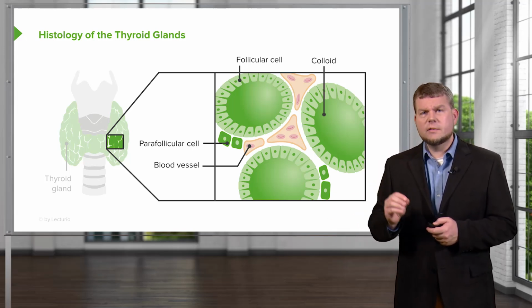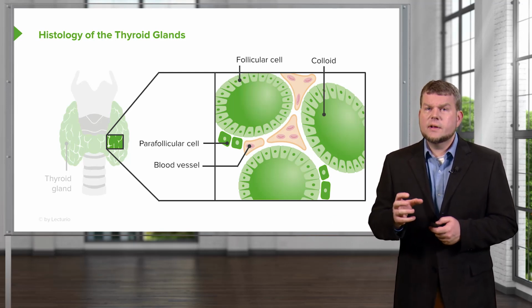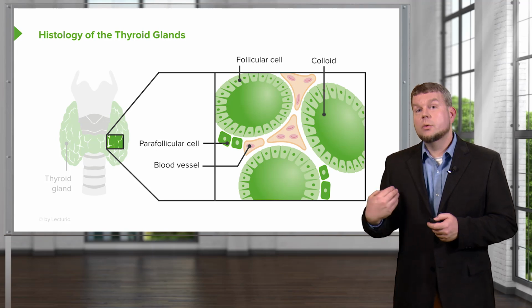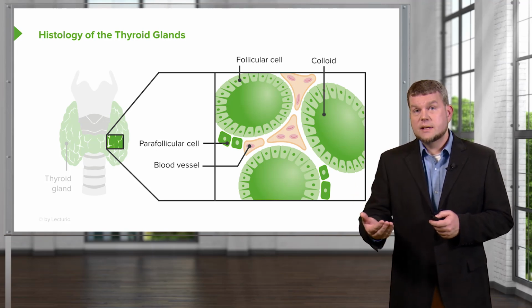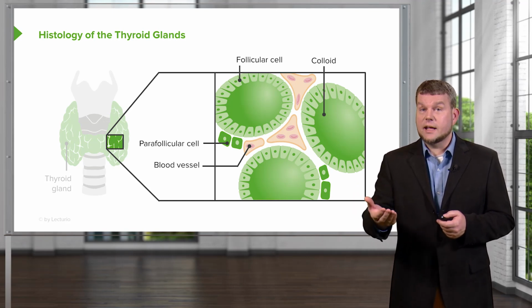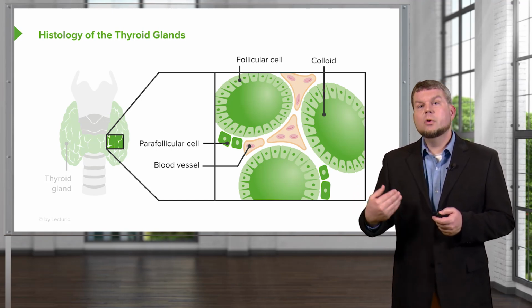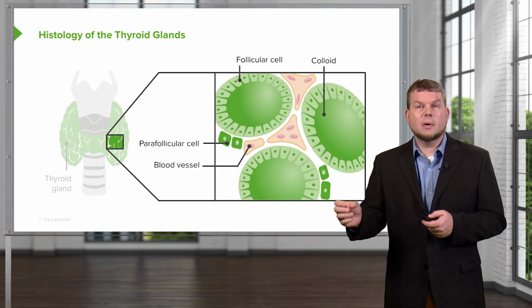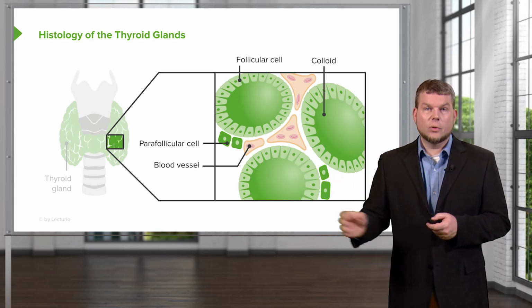There are a lot of blood vessels in the area, and the blood vessels will do a couple of things. One is it's going to deliver substrate that is needed for thyroid hormone synthesis, such as iodine. It's also going to be removing the T3 and T4 so that it can then circulate throughout the body and do its target end organ functions.